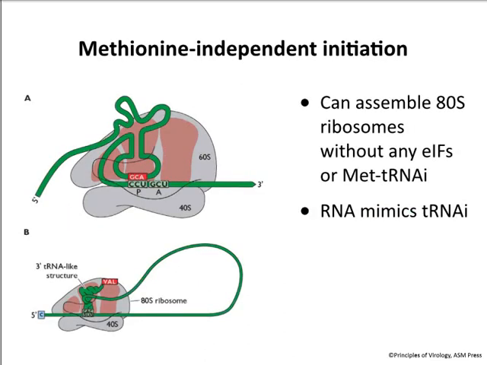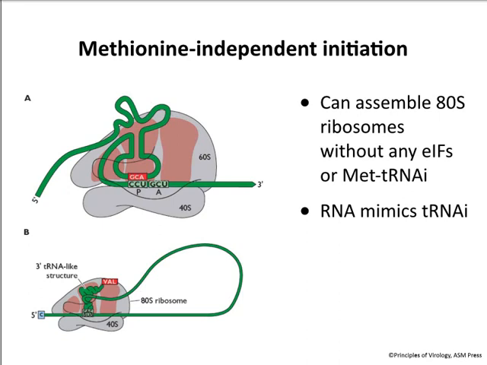Now, so far I've told you about initiation requiring this AUG codon and a methionine tRNA. But not too long ago in viruses, some very interesting examples of methionine-independent initiation were discovered. So the first amino acid is not always a methionine. It can be something else. And here are the mechanisms of that.